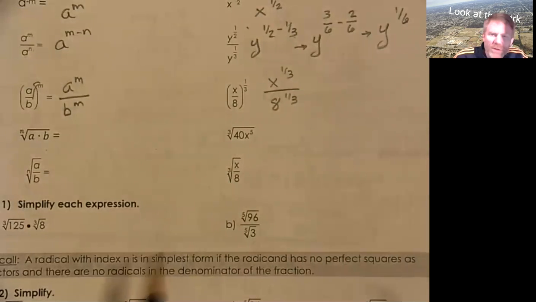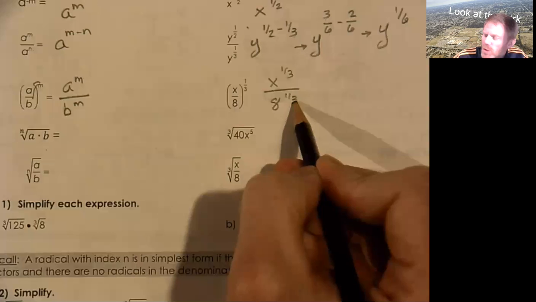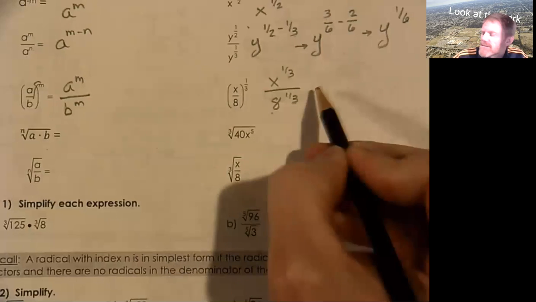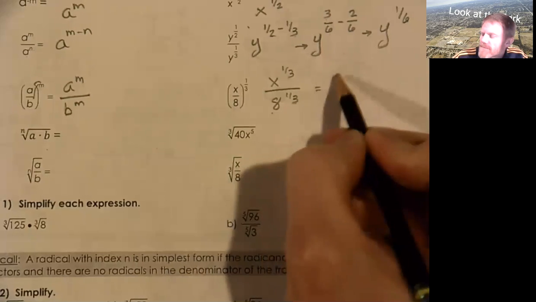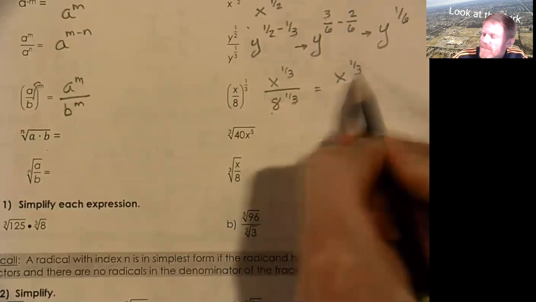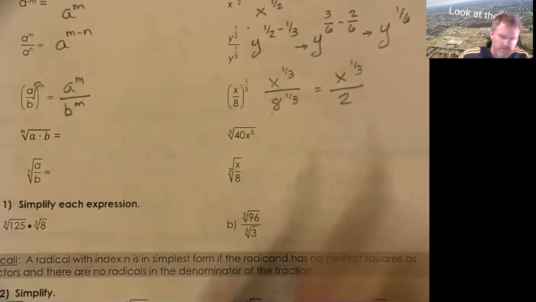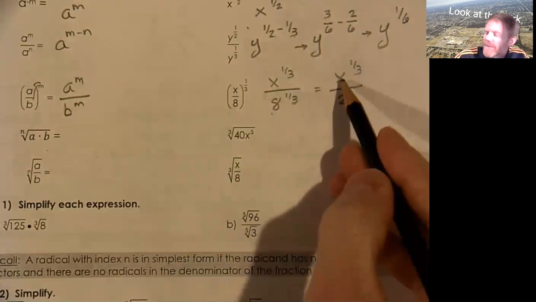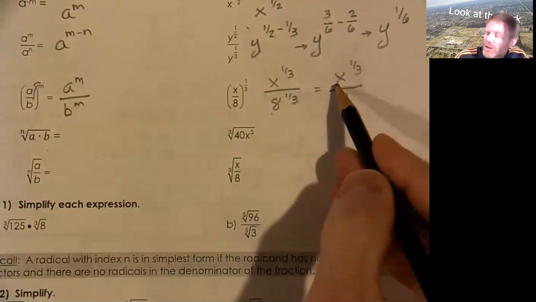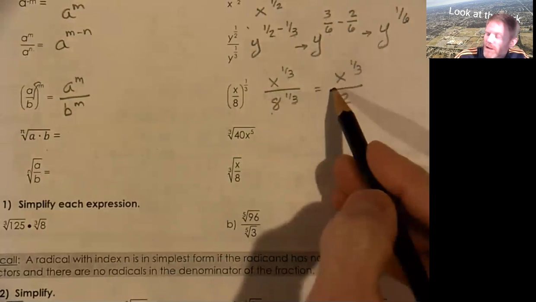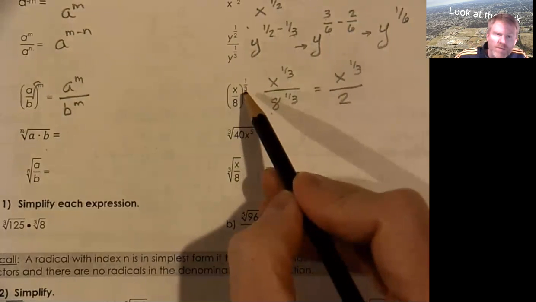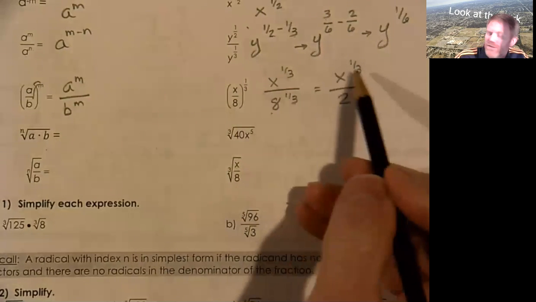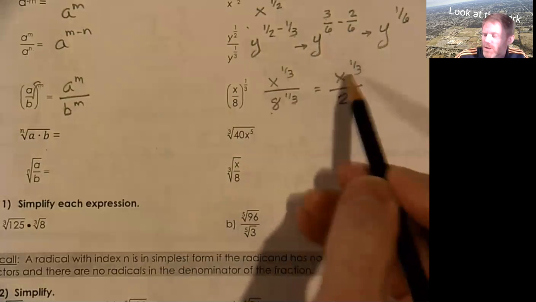Well, we know the 1/3 power means the cubed root. So this is the cubed root of 8. And we get 2. The top of the fraction, it can't be simplified at all. We could write it in radical form, but because the question started out with fractional exponents, we'll leave our answer in rational exponents.